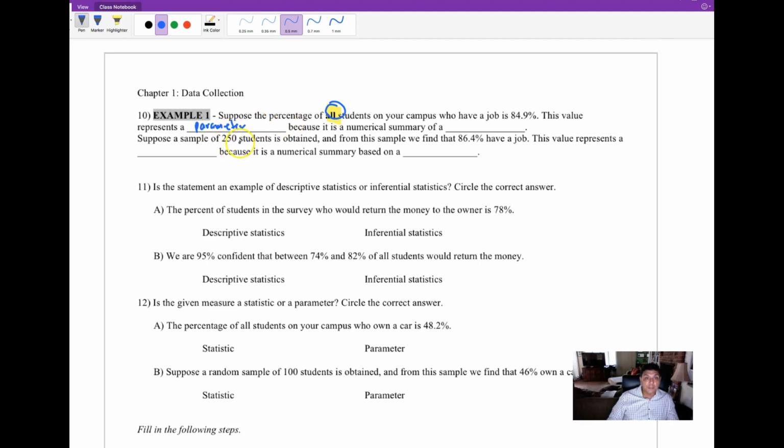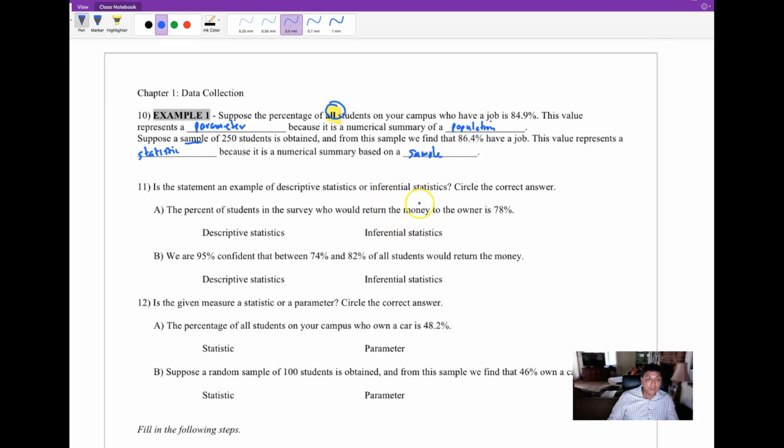And suppose you have a sample of 250 students. This value represents what we call a statistic. And it's a statistic again because it's coming from a sample. A lot of people remember it this way: parameter, population; statistic comes from a sample because it's based on a sample. And so I can write that there. That's a sample, and this is a summary of a population. It's so important to know that there.